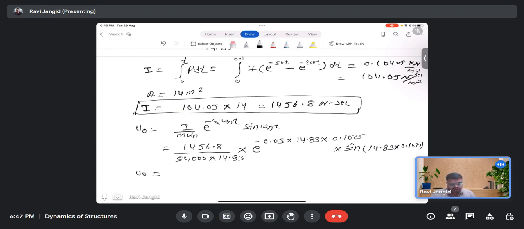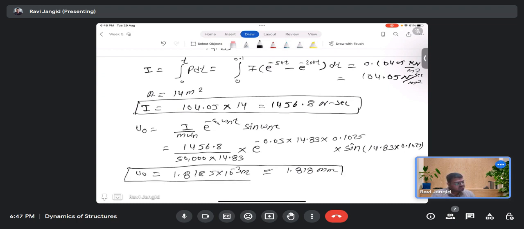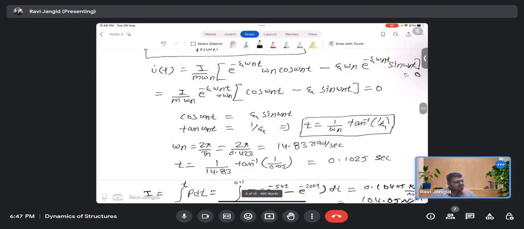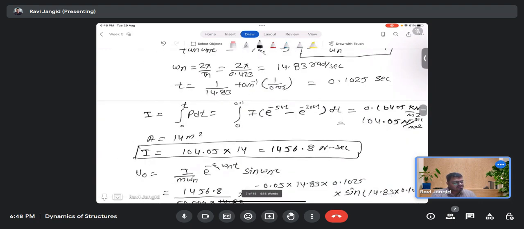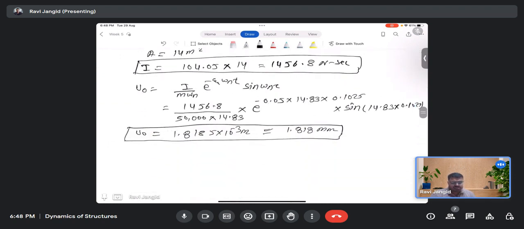So it is coming out to be around 1.8185 into 10 raised to power minus 3 meter, or I can write it as 1.818 mm. So this is my first part, what is my peak displacement of the column. Now I need to find out the peak shear force in the building, or the peak shear force in a single column.